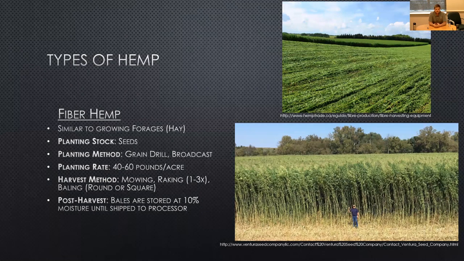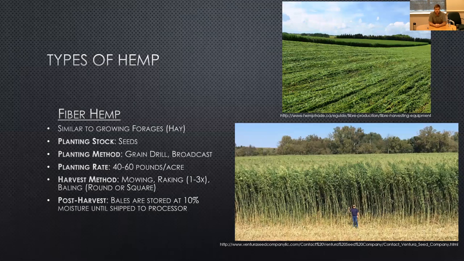Our harvest method, we have a few processes here. You can see in the upper photo that we are mowing this crop. This mowing will happen at the stage of the bottom photo there, which is right at the beginning of pollination. Usually within the first 20% of males pollinating, that is when the fiber crop should be harvested. There's no seed set in fiber production.